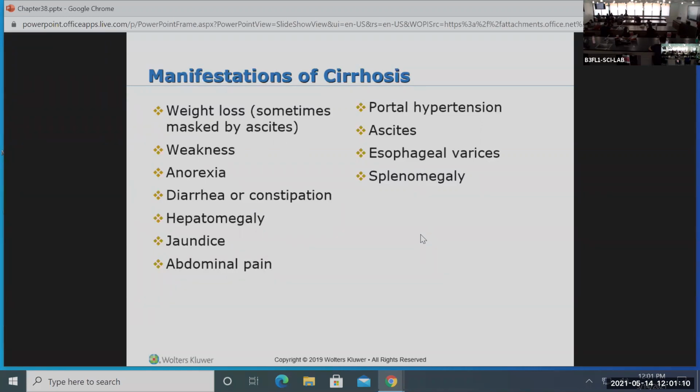Please highlight portal hypertension. This is the effect of cirrhosis, and I'm having portal hypertension. Increased pressure in the portal vein, that is what we call portal hypertension.